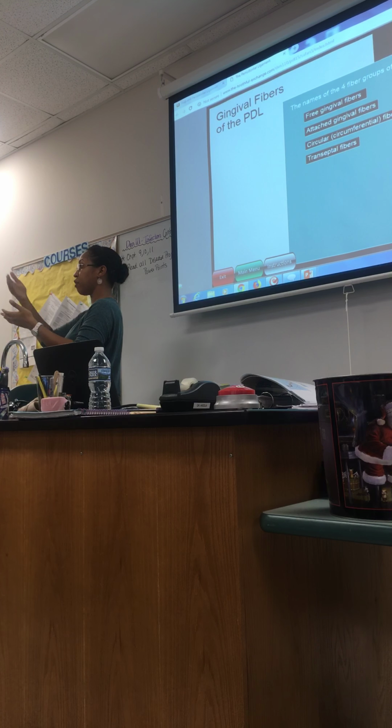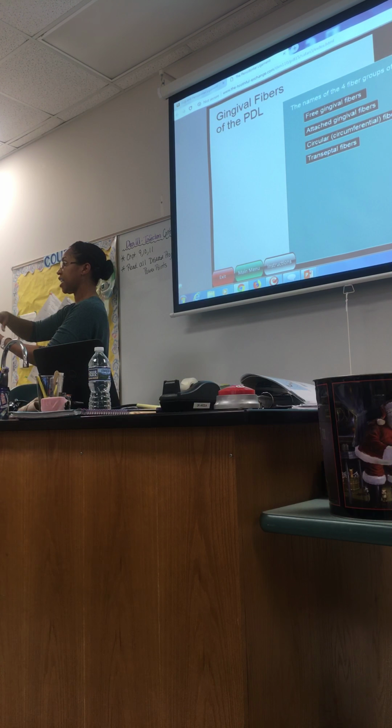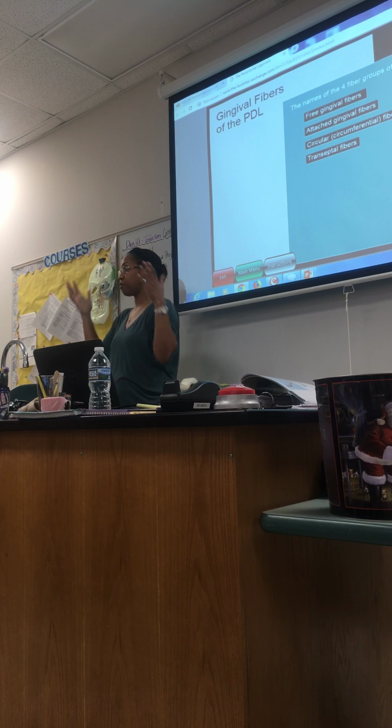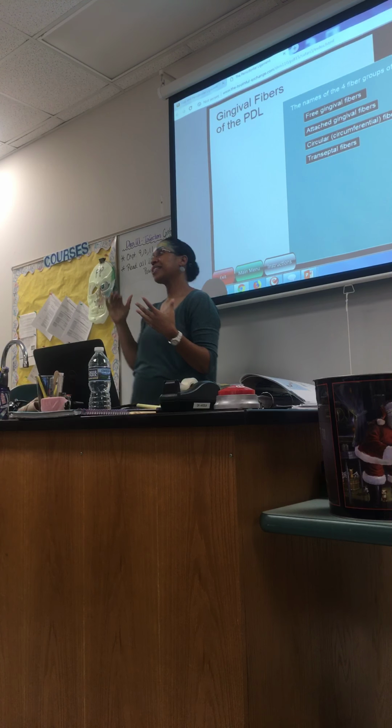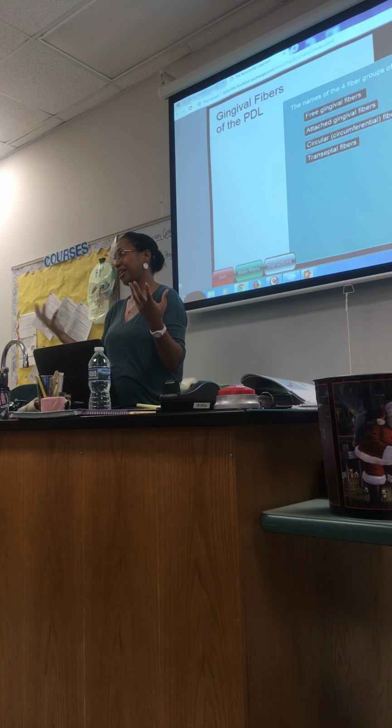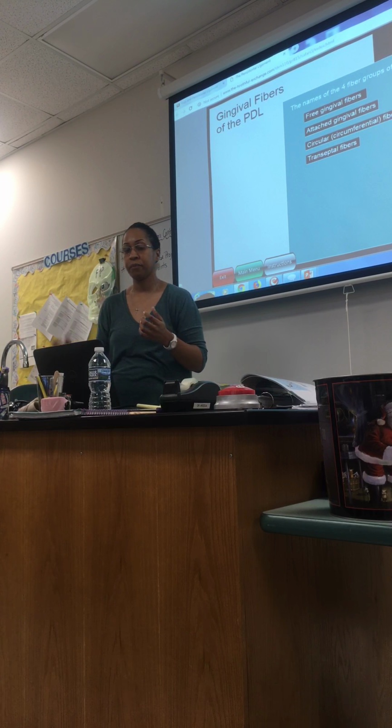Because you think about it, you have your attached, which is at the base of your sulcus, and then you have your free there, so it's kind of all encompassing of each other. Here, it just separated it up, but you really don't need to, because it's still part of that gingival fiber, because the attached and free are really close to each other.